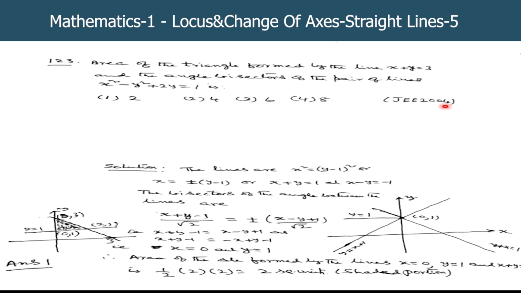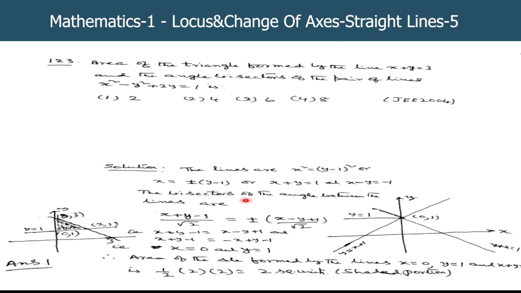JEE 2004. Right. The combined equation of the pair of lines, x square minus y square plus 2y is equal to 1, can be written as x square is equal to (y minus 1) whole square. So that means x is equal to plus or minus (y minus 1), or the lines are x plus y is equal to 1 and x minus y is equal to minus 1.